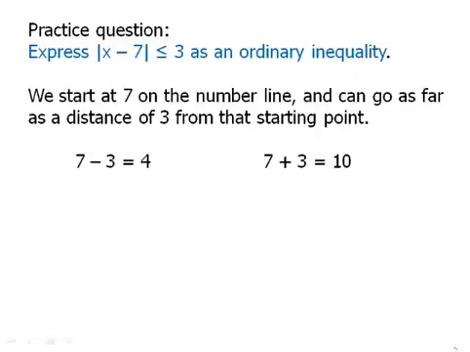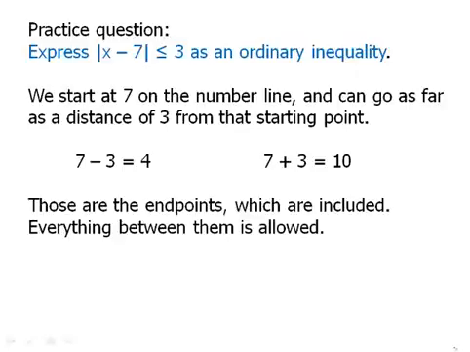So when we go down 3, we get to 4. When we go up 3, we get to 10. Those are the two endpoints. Because it's less than or equal to, that means that the endpoints are included. So x can be 4 and x can be 10. Those are the endpoints. And so everything between them is allowed. And so this would just be 4 is less than or equal to x is less than or equal to 10. So that re-expresses that absolute value inequality as an ordinary inequality.